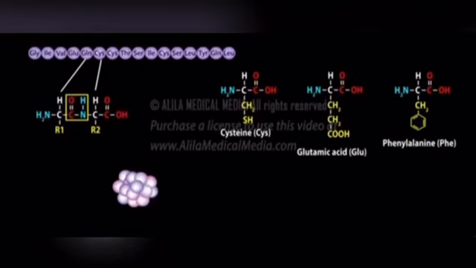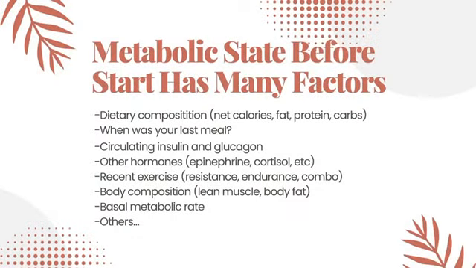The structure forms as a result of interactions between the side chains of amino acids, and is thus dictated by the amino acid sequence. The metabolic state before you start exercising has many factors, which are dietary composition, when your last meal was, circulating insulin and glucagon, other hormones, recent exercise, body composition, and basal metabolic rate.